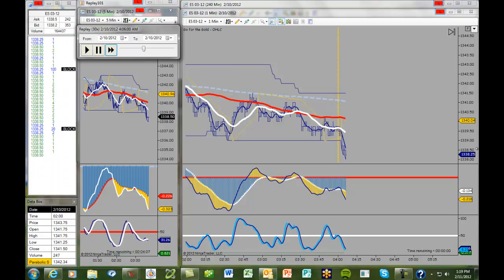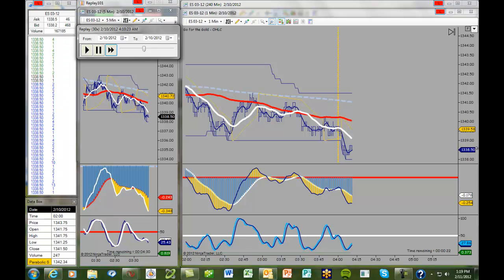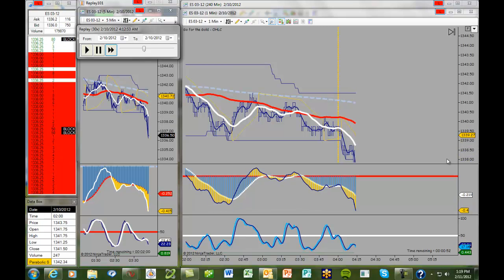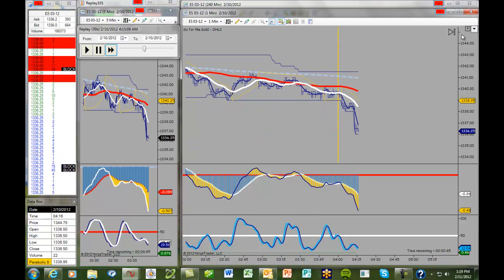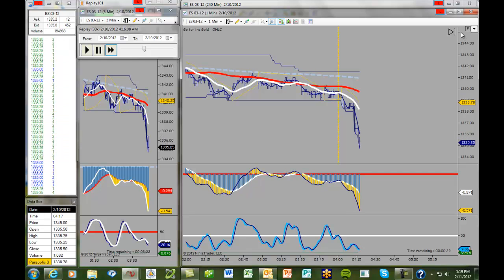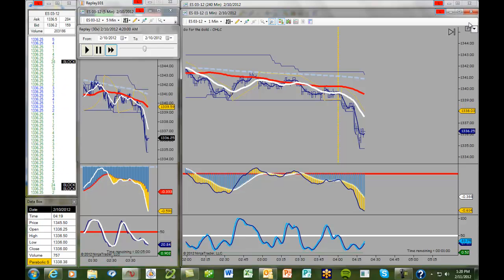I probably would not have been around to catch that, but it would have been a good trade, obviously, if I had been there. Now, you can see that the 5-minute MACD and the 1-minute MACD are both bearish. We've got a red, white, and blue bearish alignment going on here. So if anything, we are going to be looking for short trades in this pre-market time frame here. Okay, we're starting to retrace.